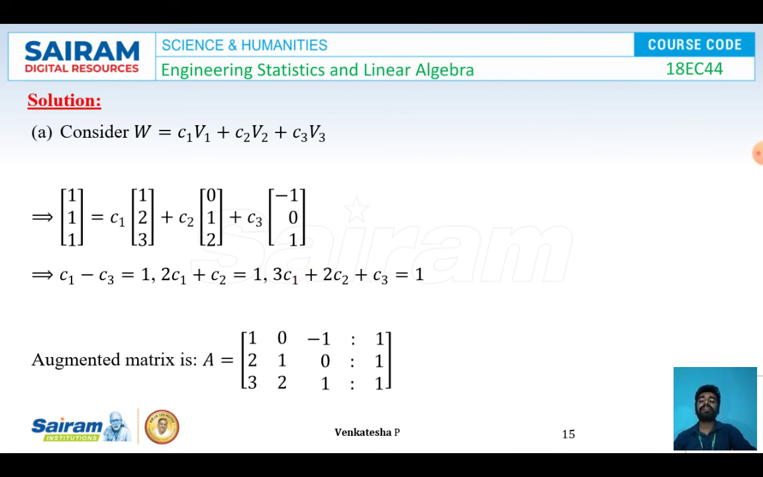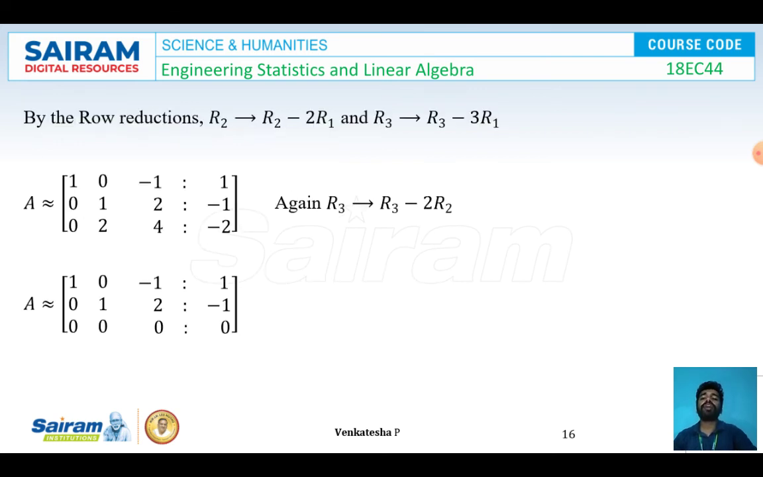Now for this system of equations, the augmented matrix will be [1, 0, -1 | 1], [2, 1, 0 | 1], [3, 2, 1 | 1]. Now I am going to perform row transformations to get the echelon form, calling these rows R1, R2, R3. To convert the first entries of R2 and R3 to 0, the operation is R2 → R2 - 2R1 for the R2 row. For the R3 row, the operation is R3 → R3 - 3R1.